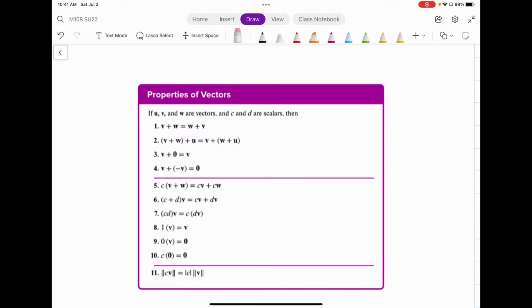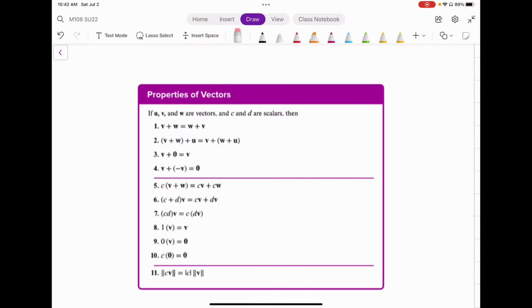The commutative properties and associative properties and identity properties are still true for properties of vectors. For instance, vector v plus vector w is the same thing as vector w plus vector v. Vector v plus vector w grouped together plus vector u is the same thing as vector v plus vectors w and u grouped together, added together. Adding 0 to a vector leaves you with the same vector, and adding the opposite to a vector gets you to 0.